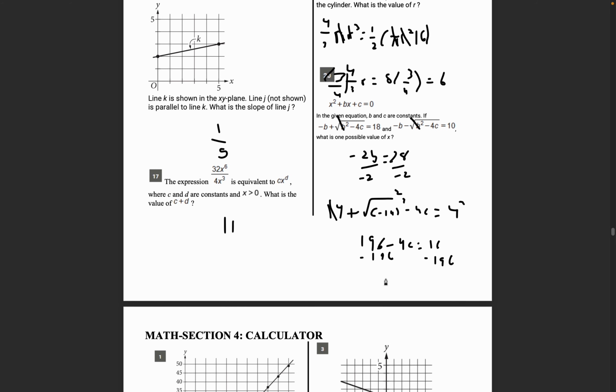So we got 4 here. Square root 14 squared is 196. So we got, and then square this on both sides. So we got 196 minus 4c equals 16 minus 196. Sorry, 196 right here. Minus 196. 16 minus 196 is negative 180.